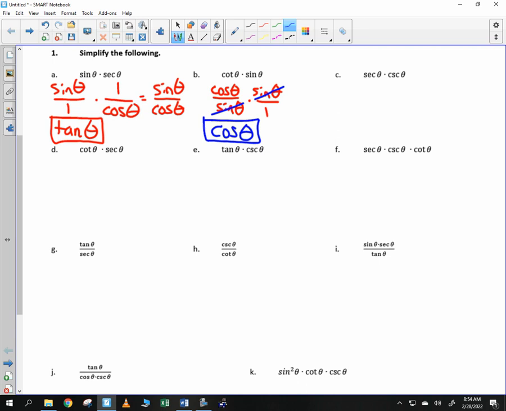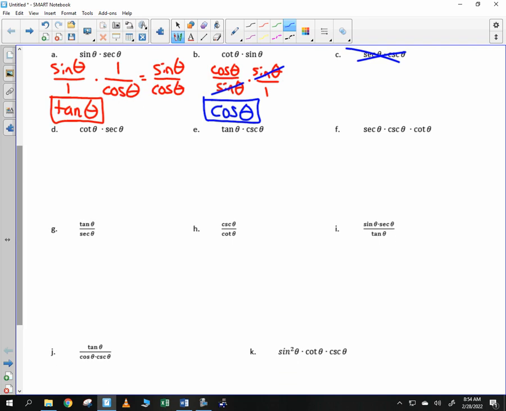We're going to skip letter C and move to letter D. How can I rewrite cotangent of theta? Cosine over sine times what? One over cosine.